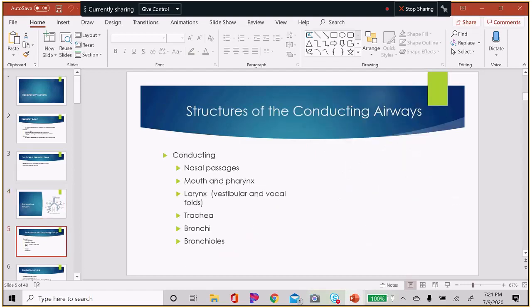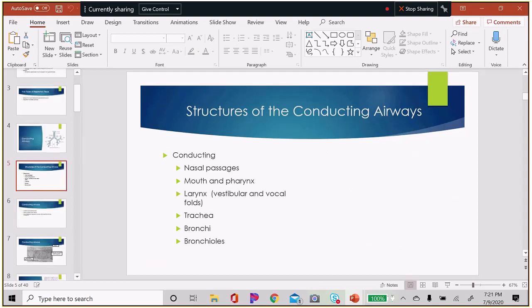And this is what is encompassed in the conducting airways: the nasal passages, mouth, pharynx, larynx, which has two folds, the vestibular folds, which help cover the larynx when you're eating, and the vocal folds for speaking; trachea, bronchi, and bronchioles.